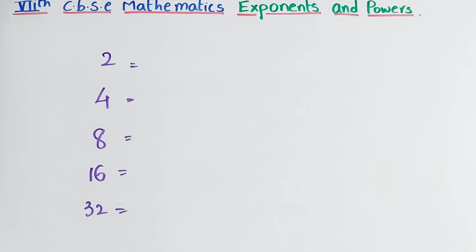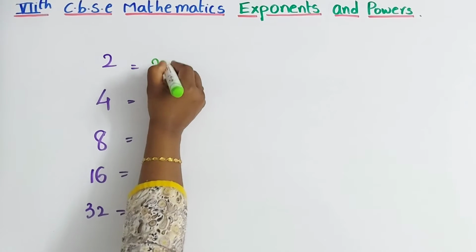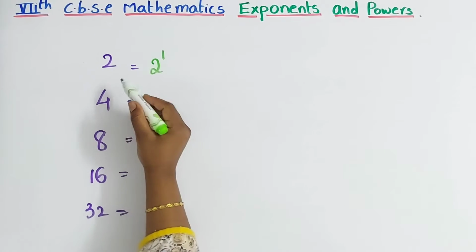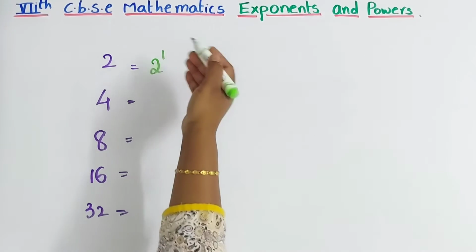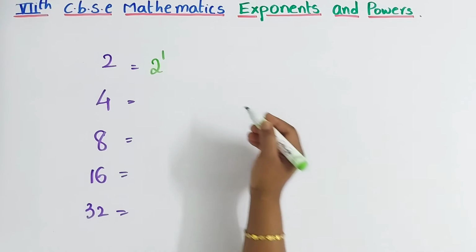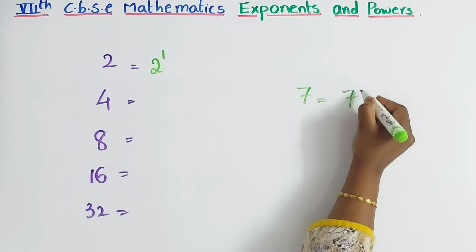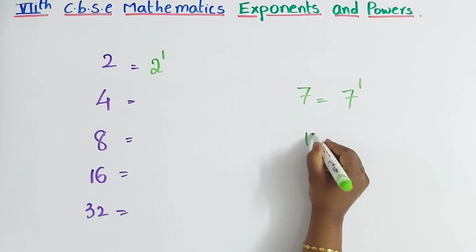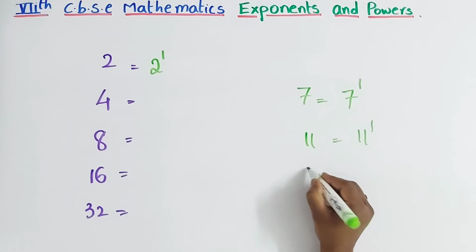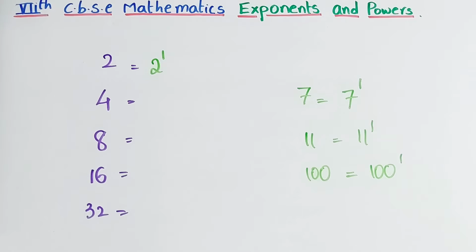Here we'll write some more numbers in exponential form, children. 2. We can write 2 to the power of 1. Here 2 is multiplying only one time. It is not repeated multiplication here. So 2 to the power of 1 only. Right, children? Any number we can write like this. 7 means we can write with the exponent 1. 7 power 1. And we can write 11 also. 11 to the power of 1. And 100 also we can write like 100 to the power of 1. Right, children?